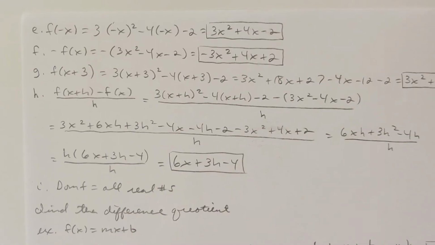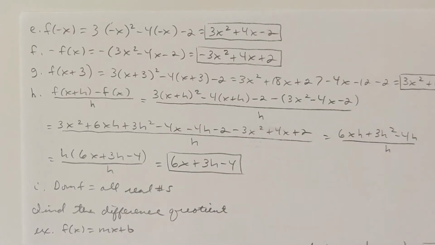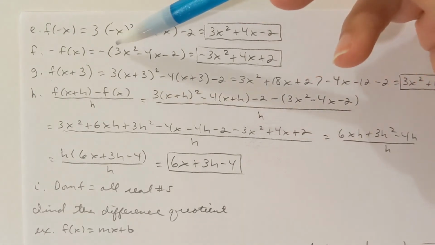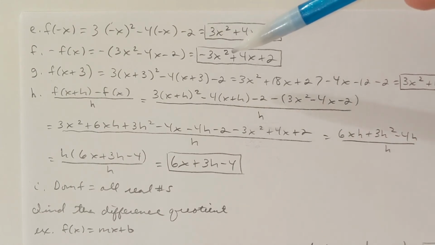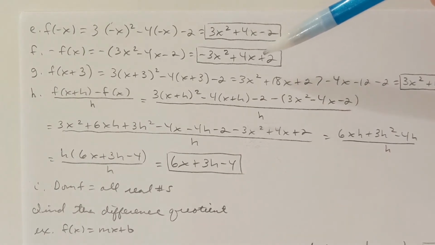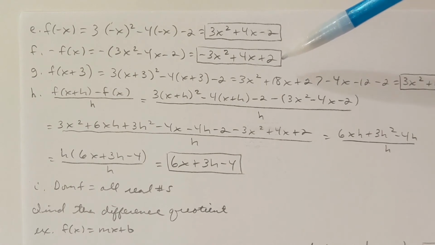Okay. Part E, f of negative x is 3 times negative x squared minus 4 times negative x minus 2. Negative x squared is the same as x squared, times 3 plus 4x minus 2. Now negative f of x means negative the whole thing. Negative the quantity 3x squared minus 4x minus 2. I can distribute the negative into those three terms. And so I get negative 3x squared plus 4x plus 2. Now notice how these are not the same. Sometimes they are. I get that. They're not here though. Okay.